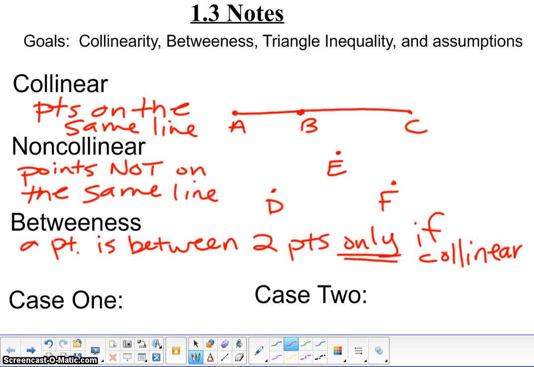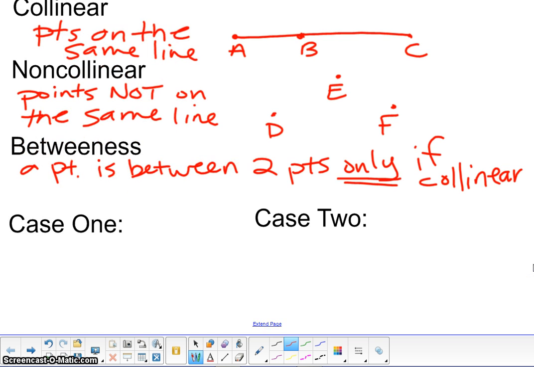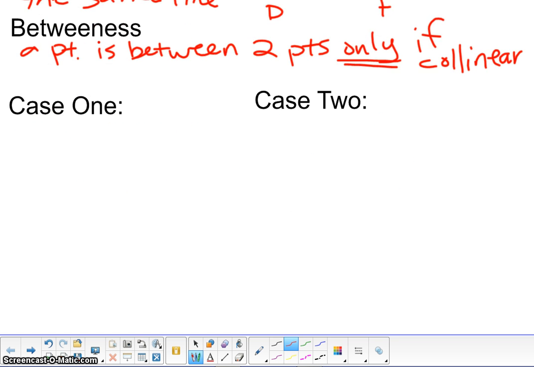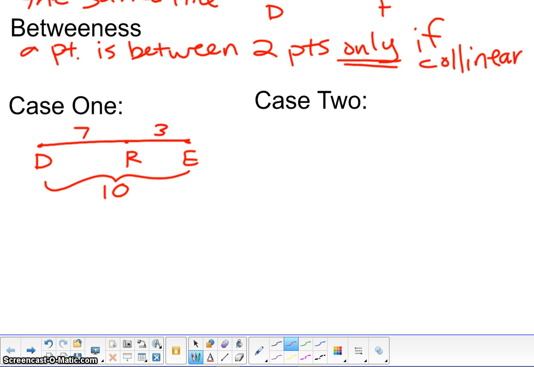Okay, so the two different cases we're going to discuss are right here. Case 1 is the one that works. So collinear means, for example, D, R, and E would be the collinear points. We could say that DR is a length of 7 and RE is a length of 3, and together they would make a total of 10. They're collinear, therefore you can make an equation because of definition of betweenness. So DR plus RE would equal DE.